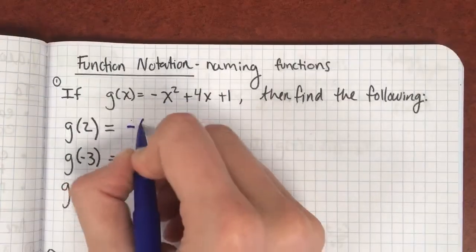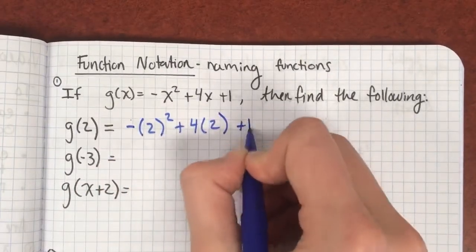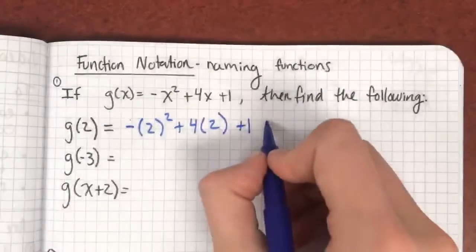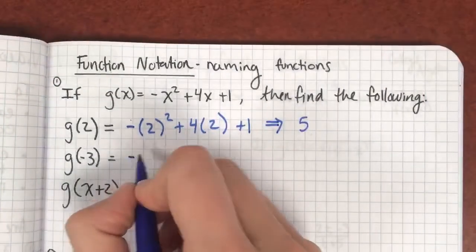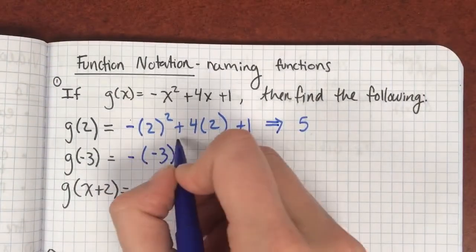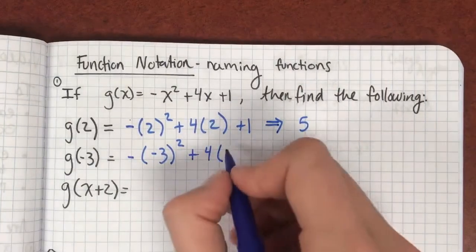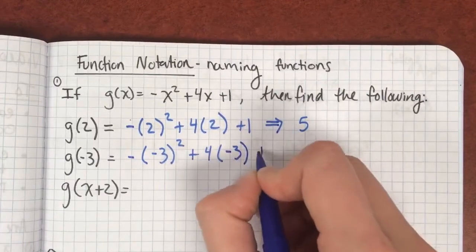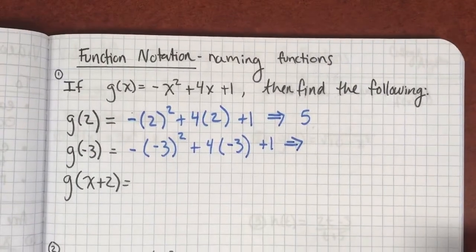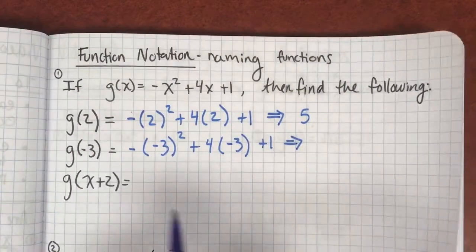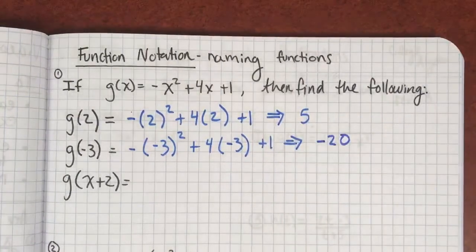So we're just going to plug in our values for x. When I plug in my 2, that gives us 5. And it's really important when we do this that we put parentheses around whatever is squared, or if we have something to a power, that we use parentheses. If you don't use parentheses, you will probably get your answer incorrect if you're typing it into your calculator. So if we plug in our -3, this will give us -20.